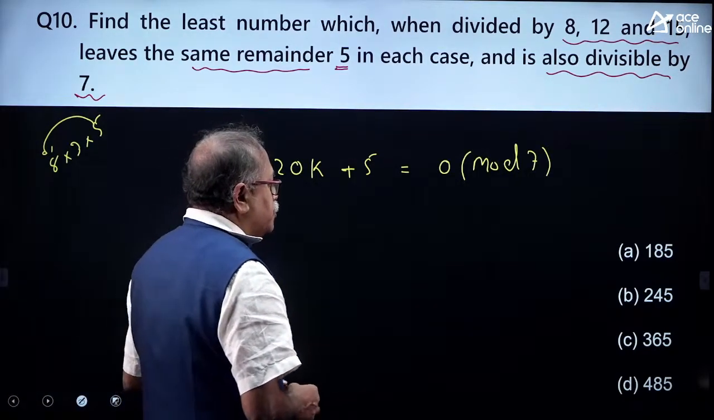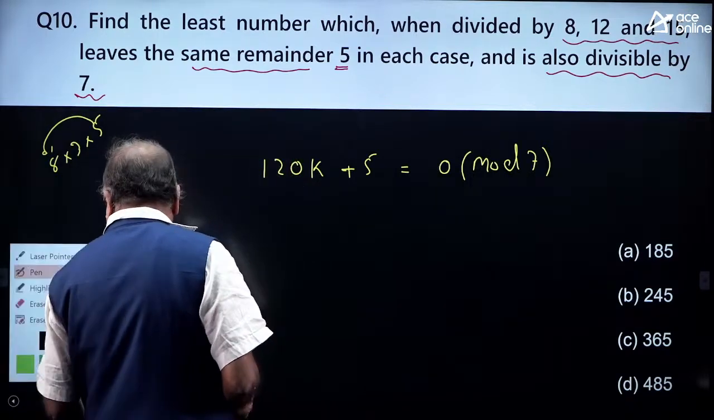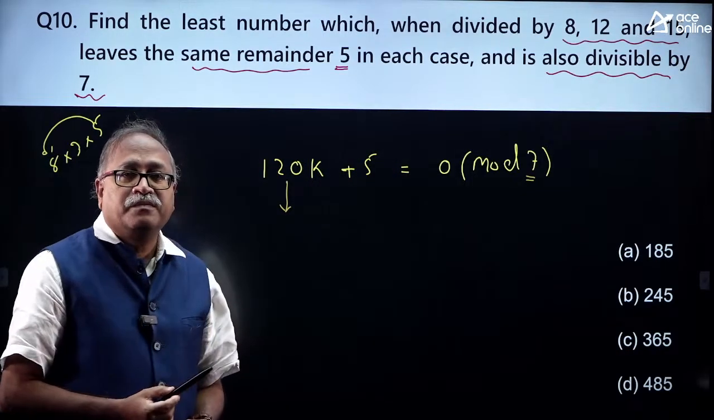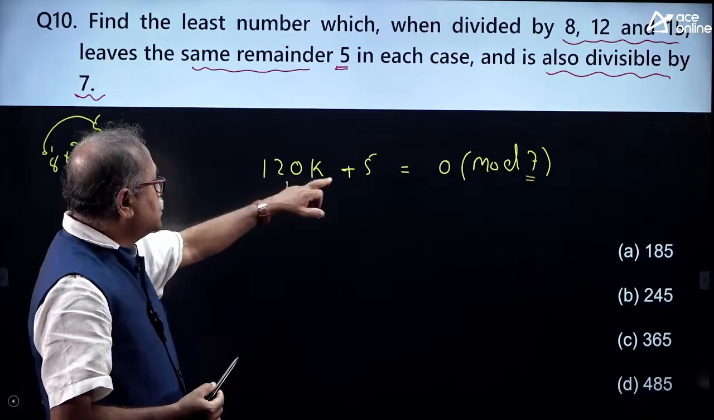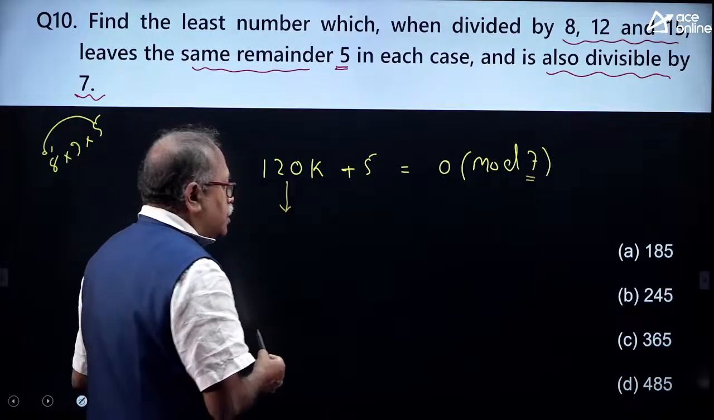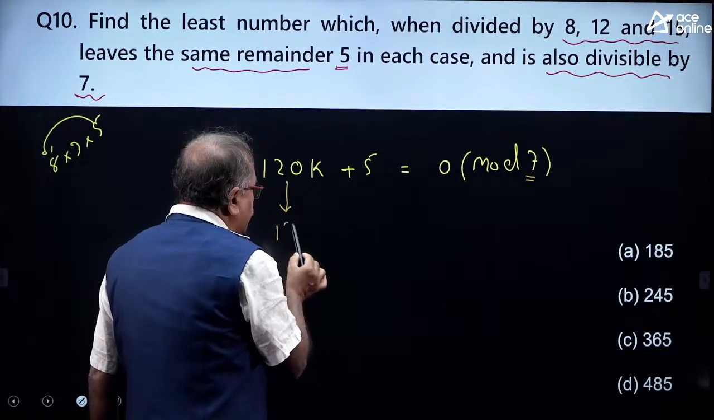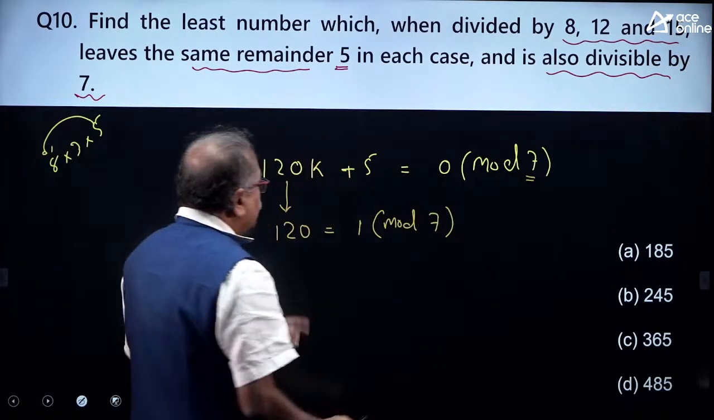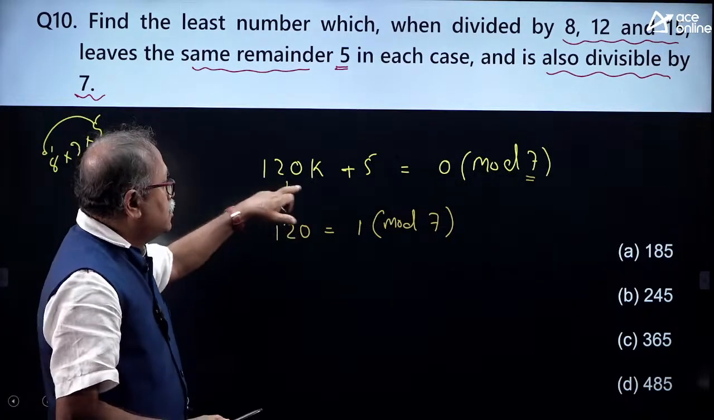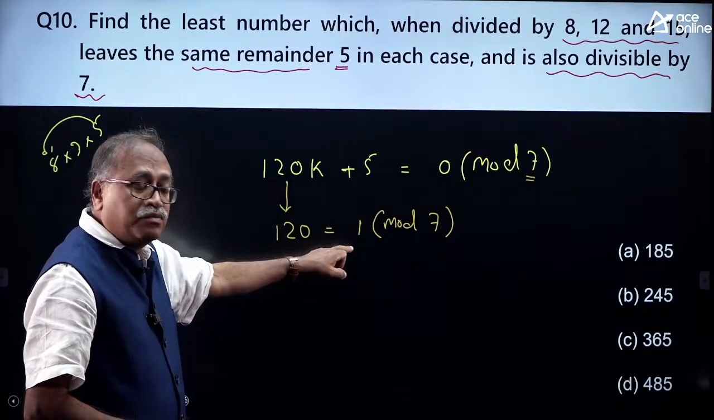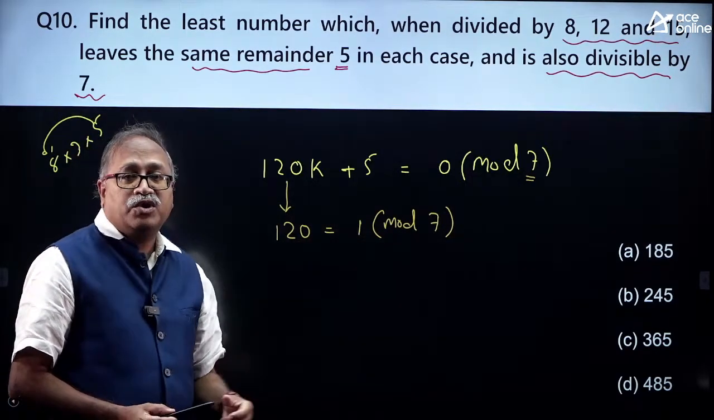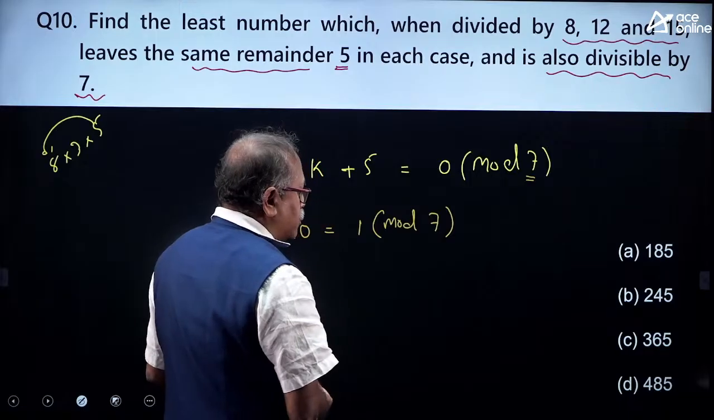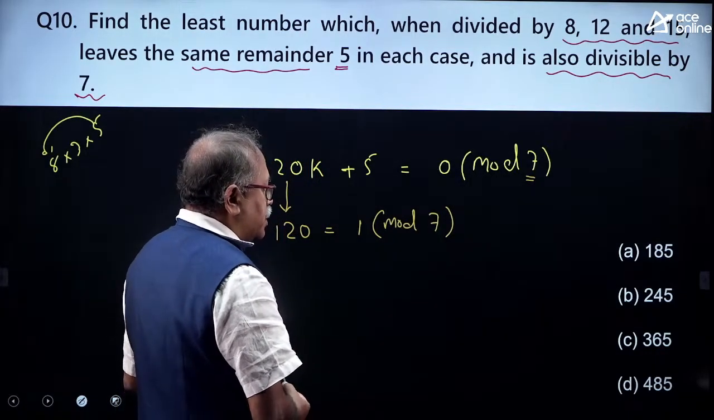Okay. So what I am going to do over here is that it should be exactly divisible by 7. So I see that if 120 is divided by 7, 7 times 17 is 119. So 120 can be written as 1 mod 7, since 119 is divisible by 7 and I am left with the remainder 1. So this number can be written in the form of 1 mod 7. Okay. What is the next part we are going to do here?